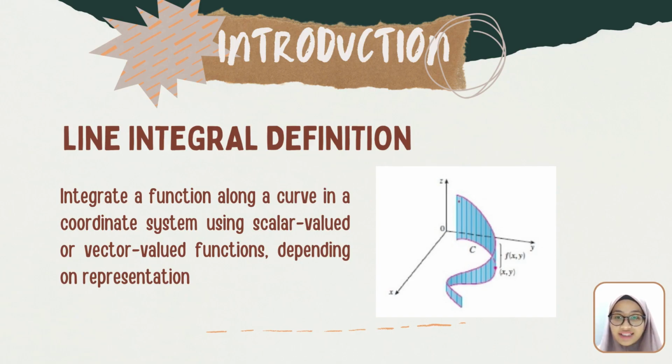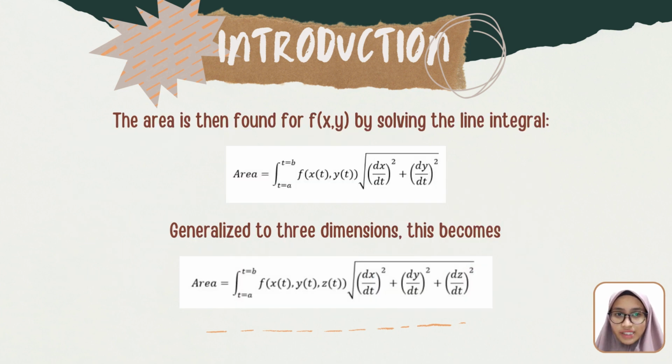Okay, what is line integral? Line integral is to integrate a function along a curve in a coordinate system using scalar valued or vector valued functions depending on the representation. For example, as in the diagram. The first formula is for the area, found for f(x,y) by solving the line integral. And the second formula is also for the area but generalized to three dimensions.